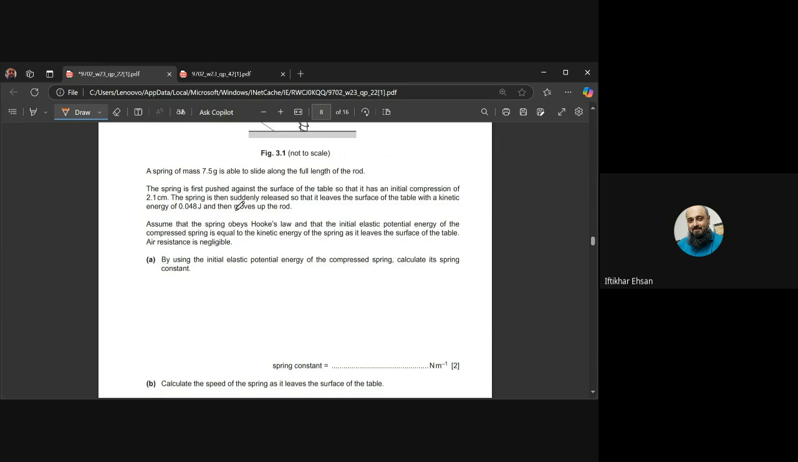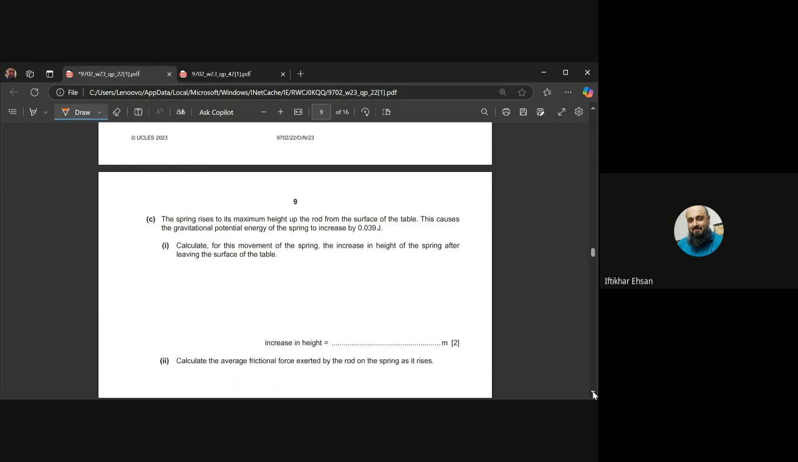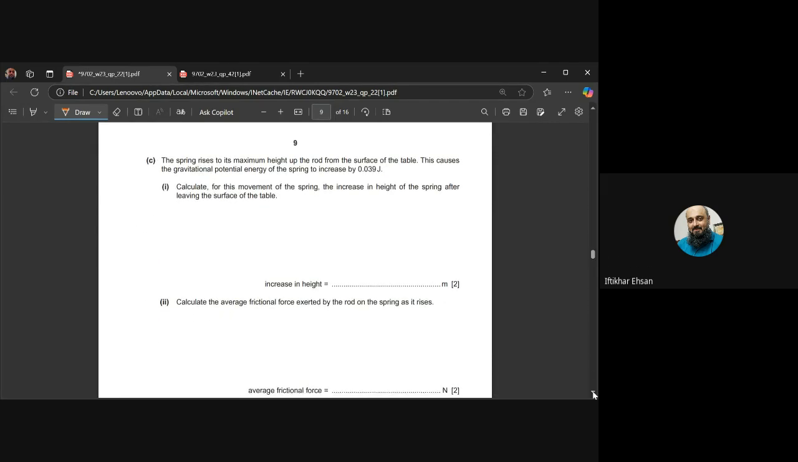Elastic potential energy is equal to kinetic energy. You will use the formula half k x square to find k, and this is the energy. Calculate the speed: for kinetic energy, you will use half mv square. The sphere rises to a maximum height. This causes gravitational potential energy to increase by mgh. Equate the increase in energy to mgh, and you will get the h.